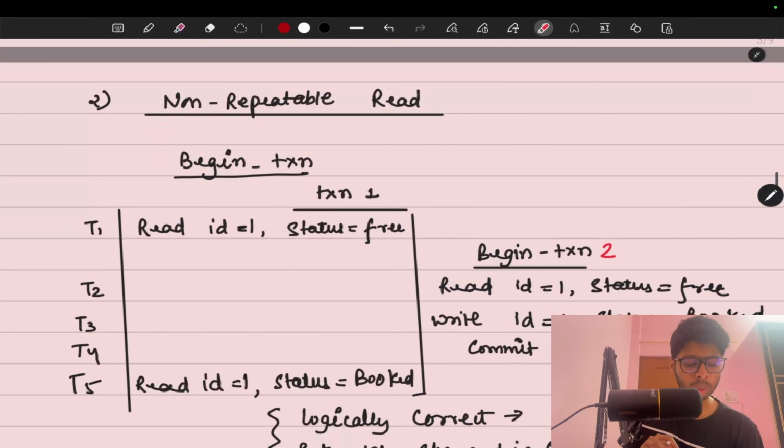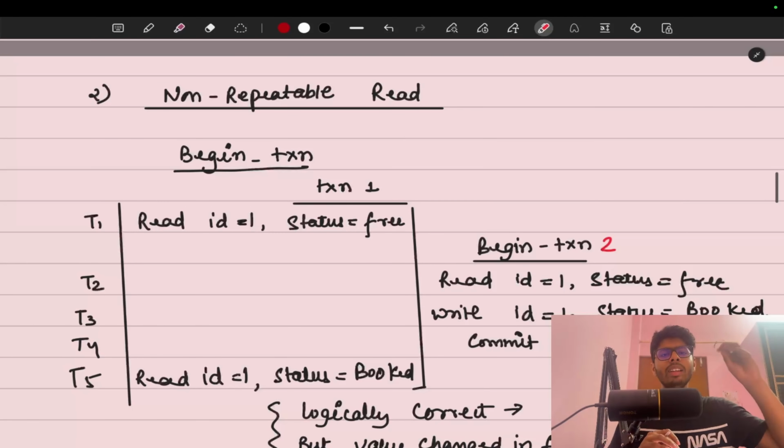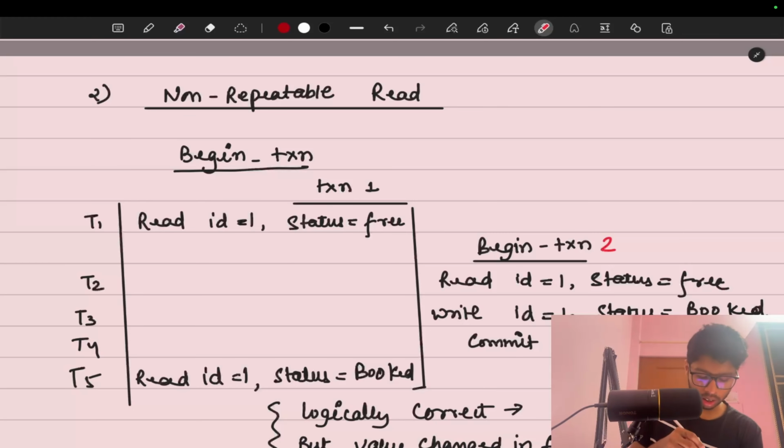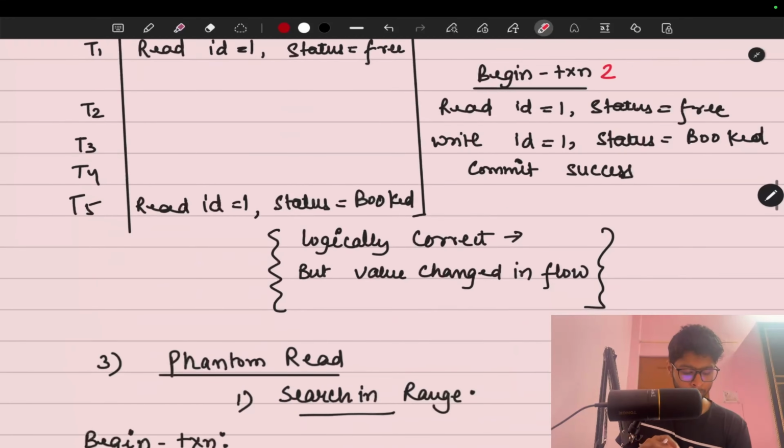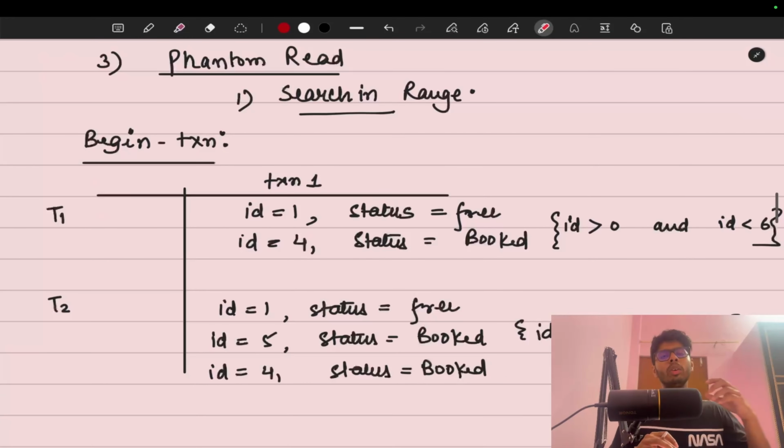Non-repeatable read says that in the same transaction, any time you read a row, you should get the same value for all the parameters of that particular row. But what happens is status equals free previously, and in the same transaction we get status equals booked. This is the problem of non-repeatable read. And phantom read says that whenever you run a range query in a transaction, if you get n rows, the second time you make a read query in the transaction you should get n rows only. But what happened is we are getting n plus 1 rows, one extra row in that range. So this is the problem of phantom read.